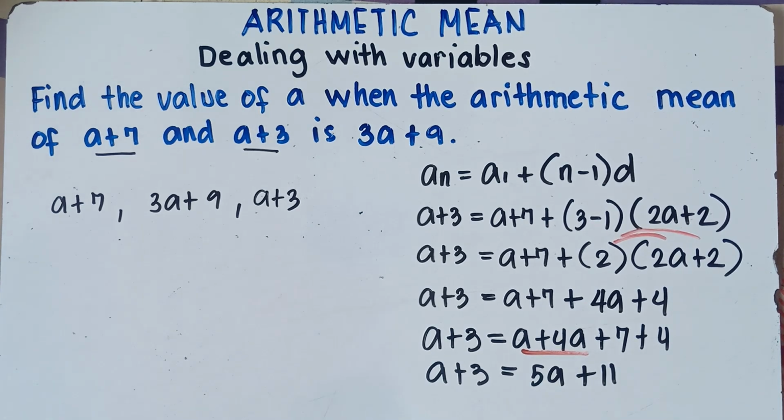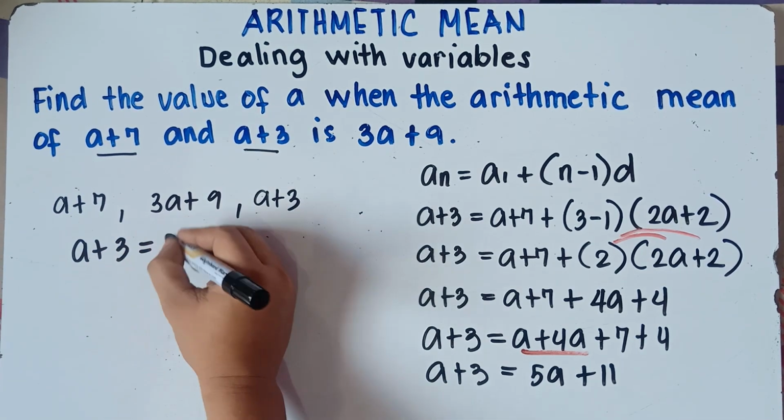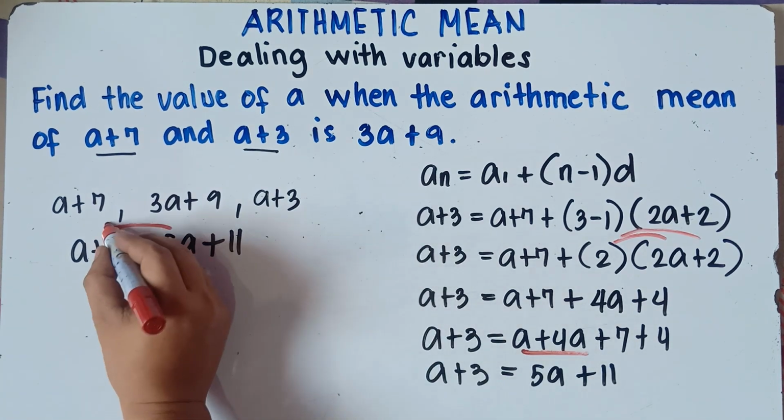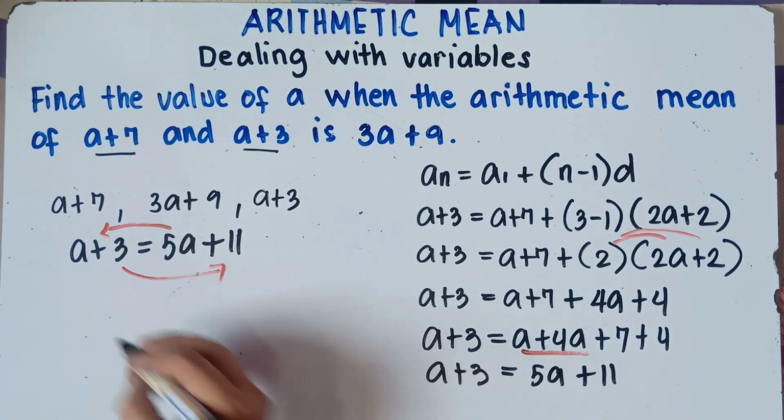So to get the value of A, class, once again, you have 2 solutions. You can use the properties of equality, or you can just simply transpose. Let's just simply transpose, class, because most of the students are so confused with those properties of equality. So let's just simply transpose. Let me just copy this one. Alright, so this will be, you transpose A from right to left, and then you transpose 3 from left to right. So this will be A.